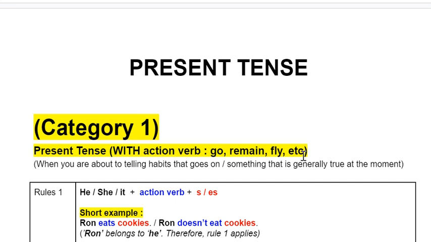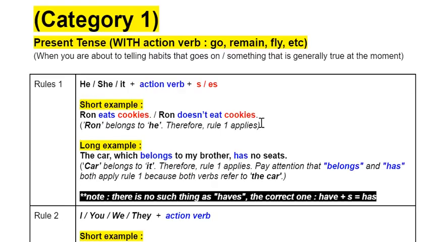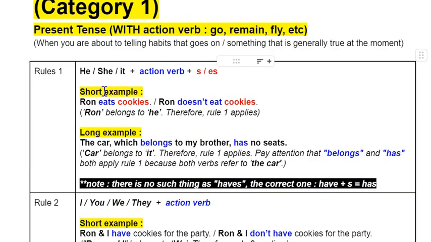So when your sentence is in present tense and it has an action verb in it, you have to follow one of these rules. There are two rules here in category 1. Rule 1, if the subject is he, she, or it, you just simply put the action verb right after that and then plus s or es. Okay, so this is the application.